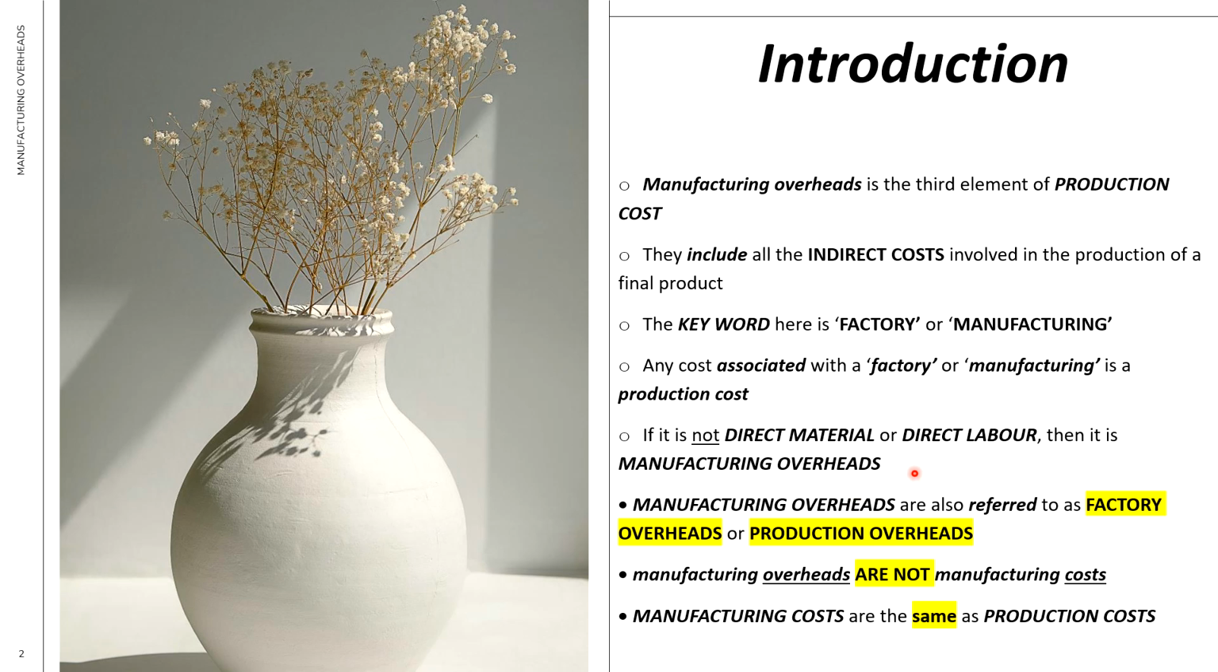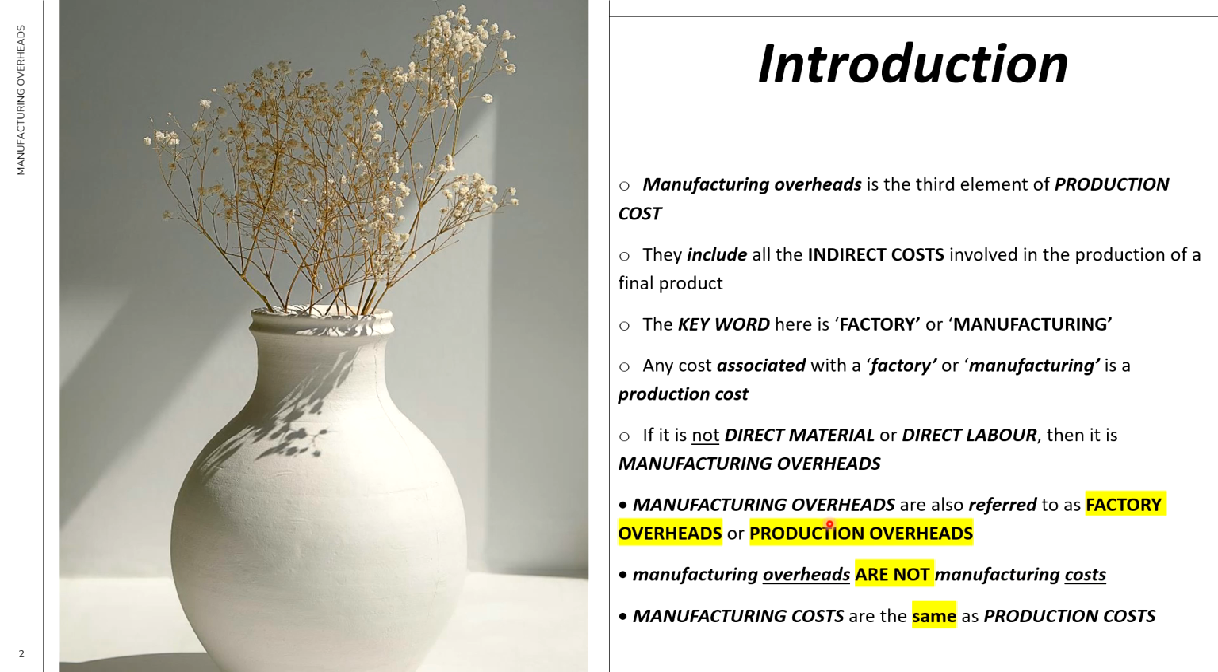So another caution is that we should not confuse manufacturing overheads with manufacturing costs. Okay, so manufacturing costs are not manufacturing overheads. Manufacturing costs are direct production costs. In other words, they are direct material, direct labor, and manufacturing overheads. Manufacturing overheads is another thing. Okay, it's not manufacturing or production cost.